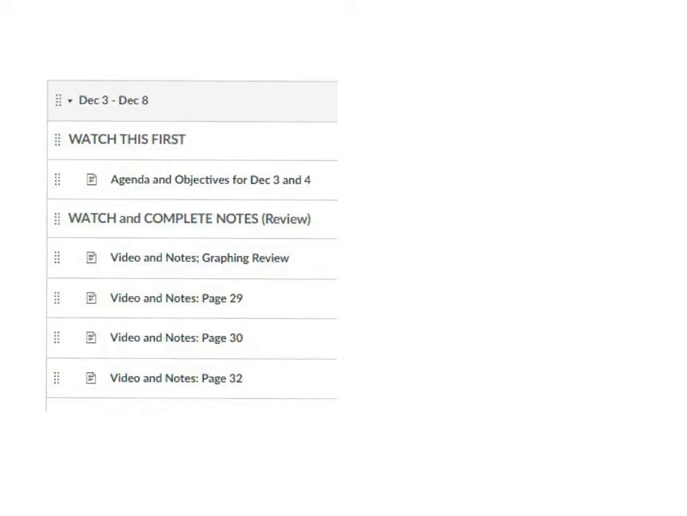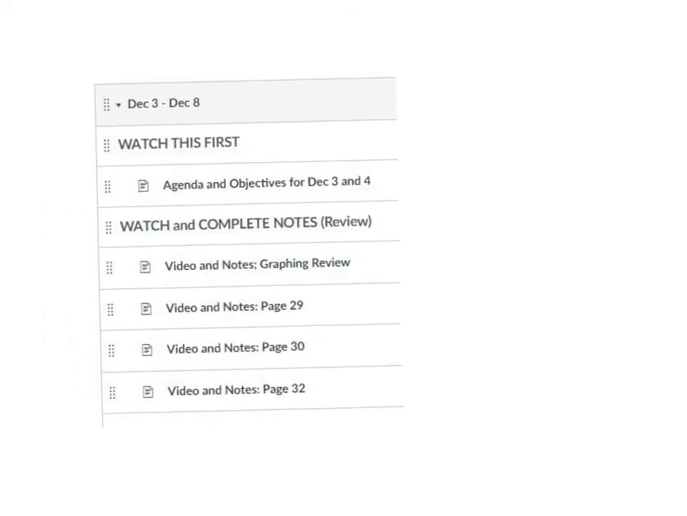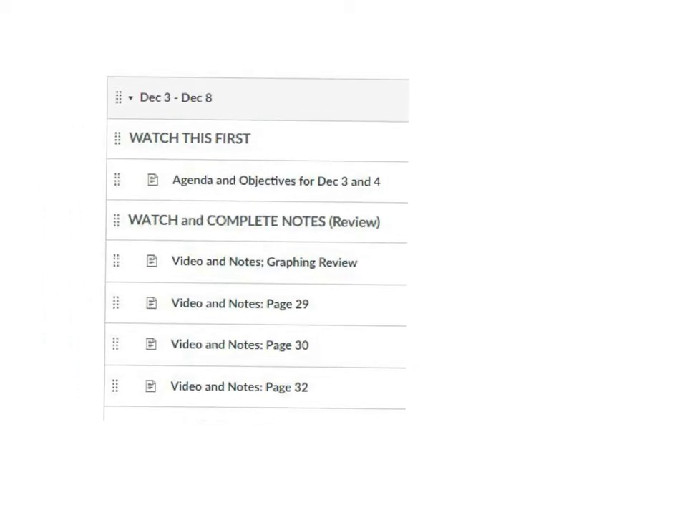So if we start by looking at our first category of what we need to do. If we look here, it says watch and complete the notes, and these are all review things. So although they're notes and example problems, it's really just tying together everything that we have done in all of our other sections and videos. And so there are 4 things that I want you to look at here.